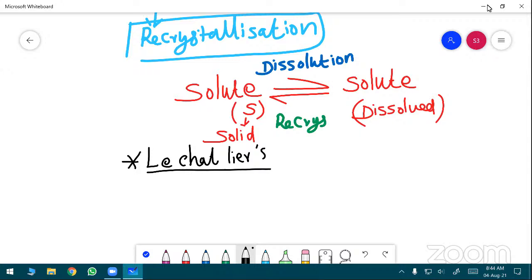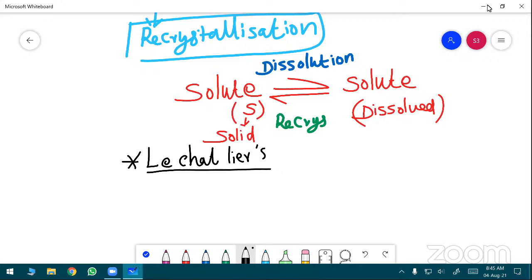Any disturbance given to the equilibrium tends to be nullified by the equilibrium itself. How can a disturbance be given to the equilibrium? By concentration, by volume, by temperature. These are the factors which can disturb the equilibrium. If any disturbance is given to temperature, pressure or concentration, it will be nullified. This is called the Le Chatelier principle.